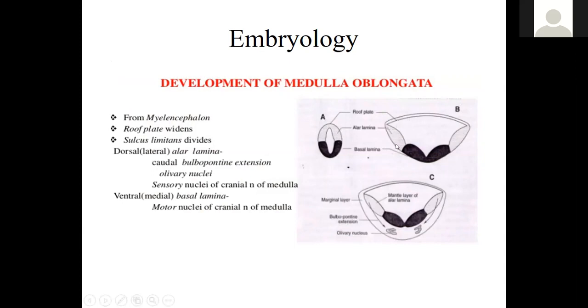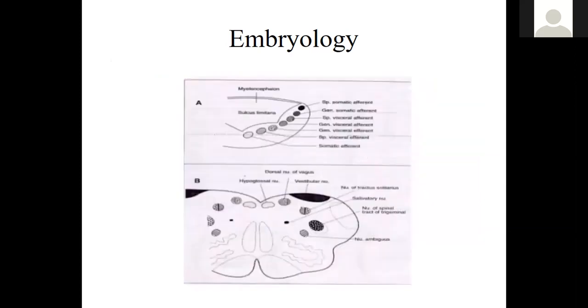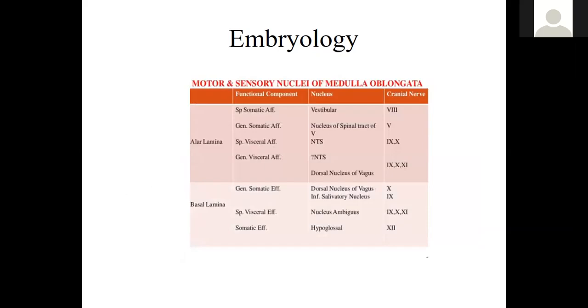And then we have the alar lamina and the basal lamina, which are separated by the sulcus limitans. So during the development of this medulla oblongata embryologically, this sulcus limitans separates the dorsal alar lamina, which is going to form part of the cells of the cranial nuclei, and then the ventral basal lamina, which forms the motor nuclei of the cranial nerves of the medulla.